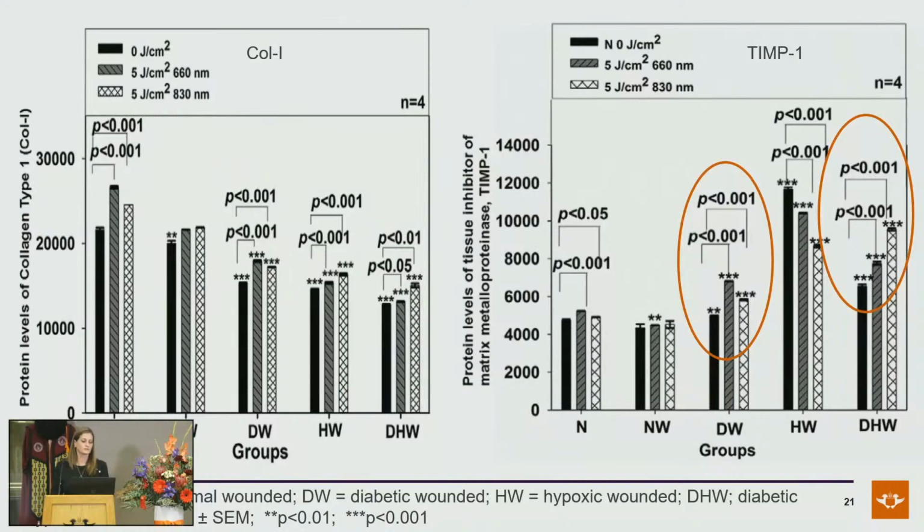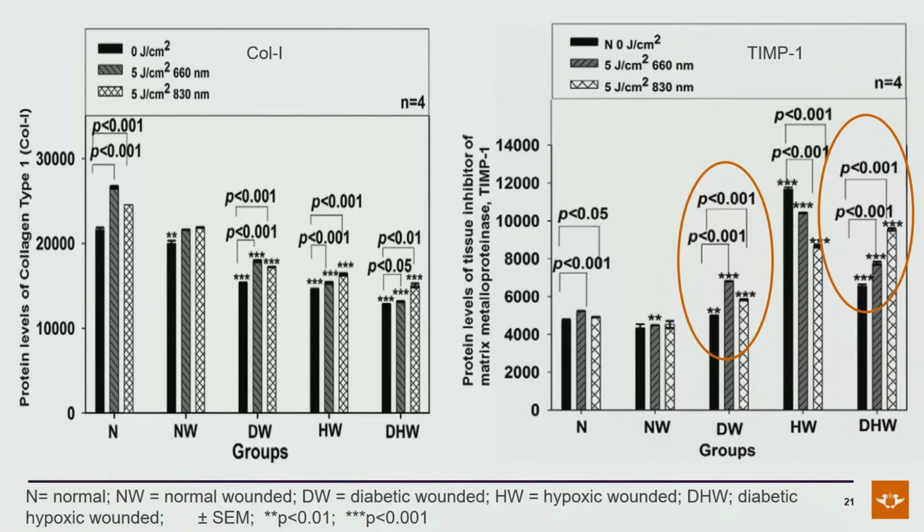In this graph, the solid black bar on the far left represents non-irradiated control cells. The grey bar in the middle represents cells irradiated at 660 nanometers, and the white bar on the right-hand side represents cells irradiated at 830 nanometers.